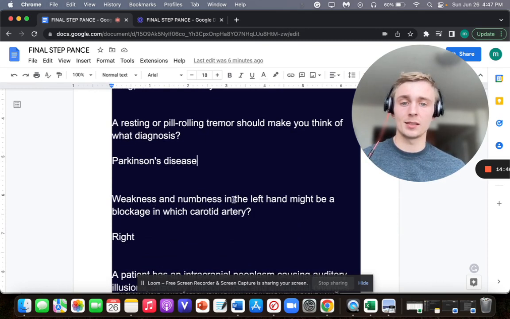Weakness and numbness in the left hand might be a blockage in which carotid artery? The right side. Because that side controls the opposite side, the right carotid artery affects the left hand, or vice versa.